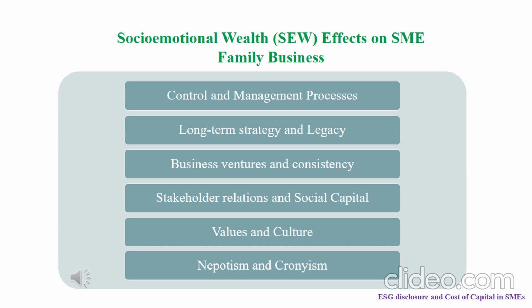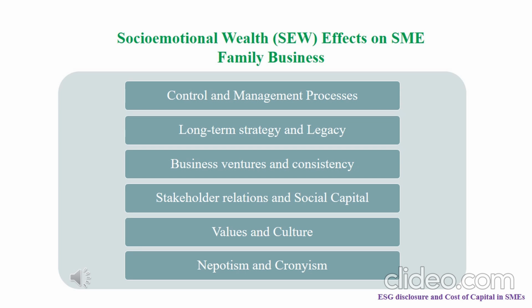These are some of the social emotional wealth effects on SMEs. Family business control and management processes: the family's main goal is to maintain control of the business, and the management processes are much like royal families, where succession is based on the bloodline. The second one is long-term strategy and legacy. Family firms tend to think of the future and may make strategic decisions that cater to long-term results for legacy purposes.